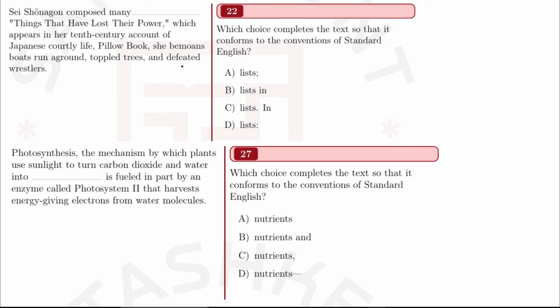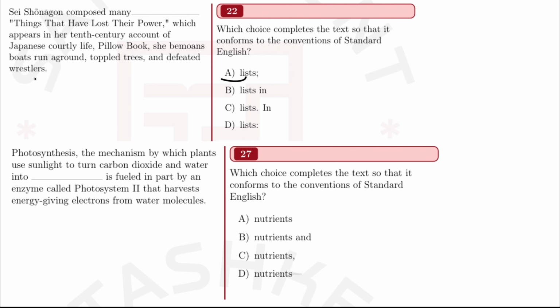Question 22. Sei Shonagon composed menu lists in things that have lost their power, which appears in her 10th century account of Japan's courtly life, The Pillow Book. She lists boats run aground, toppled trees, and defeated wrestlers. The correct answer here is A.